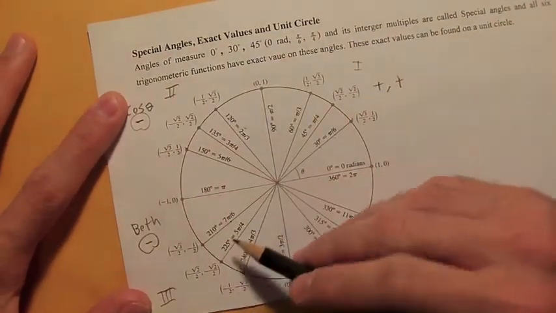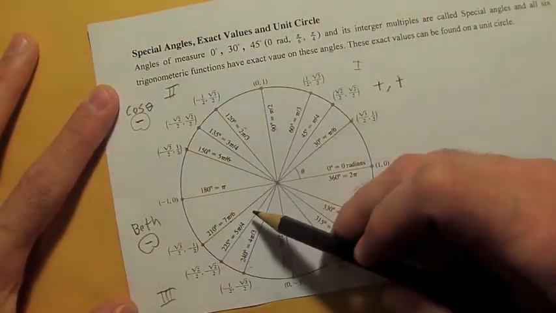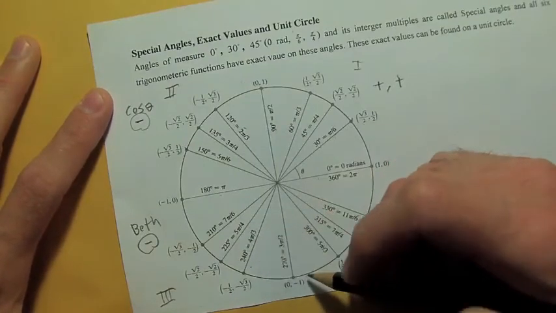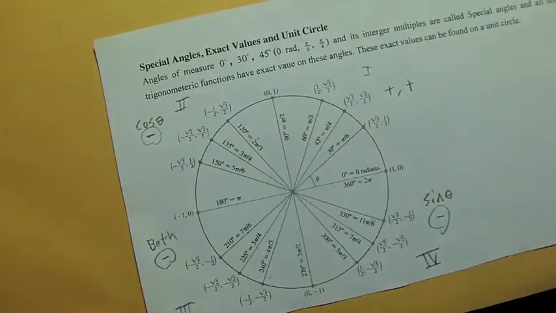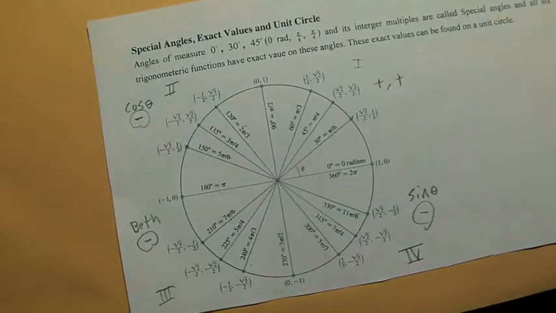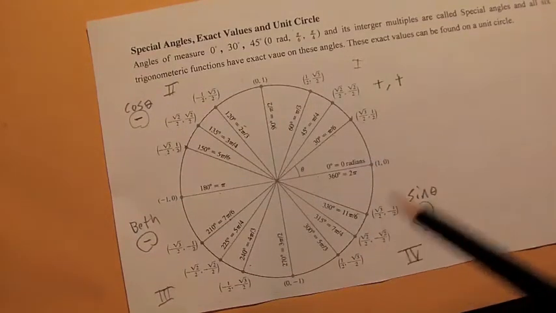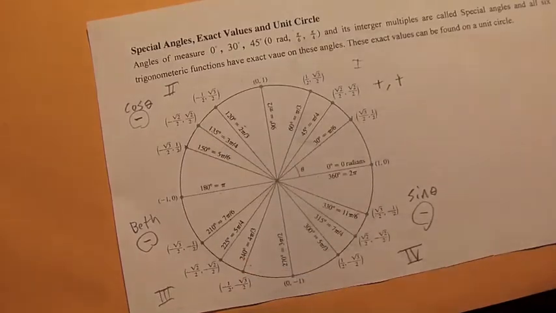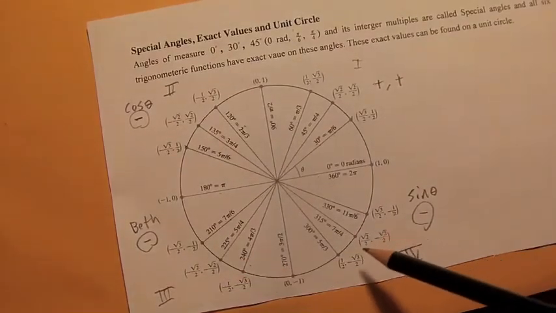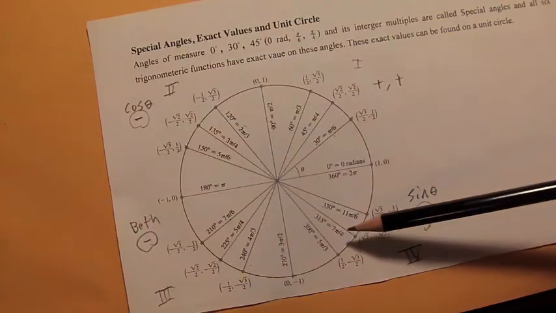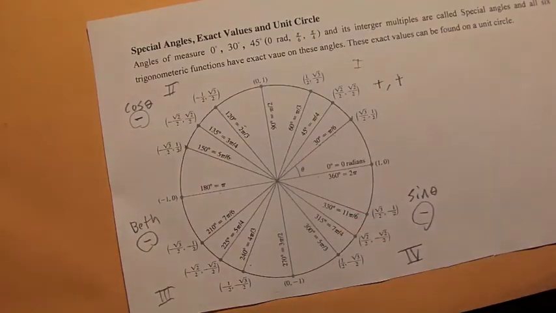Quadrant 3, on the other hand, we're 1 more, right? 7 pi over 6, 5 pi over 4, 4 pi over 3. All right, way to go. And then quadrant 4, this one's a little trickier because these two kind of make sense. 1 less, 1 more. Here, 11 pi over 6, 7 pi over 4, 5 pi over 3.